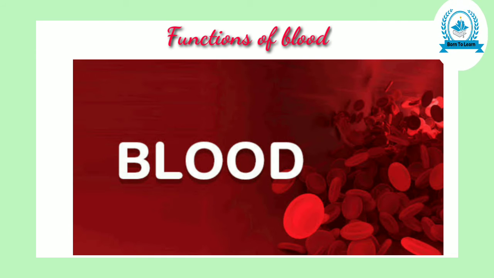6. Blood protects the body from diseases. This is because white blood cells kill the bacteria and other germs which cause diseases. 7. Blood regulates the body temperature. This is because the blood capillaries in our skin help to keep our body temperature constant at about 37 degrees Celsius.